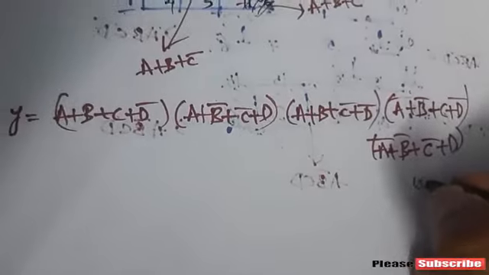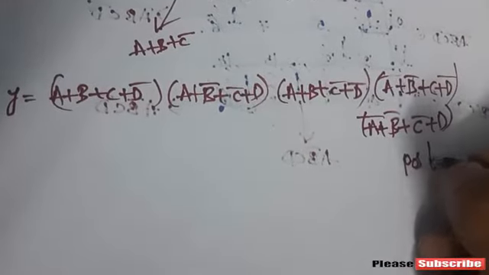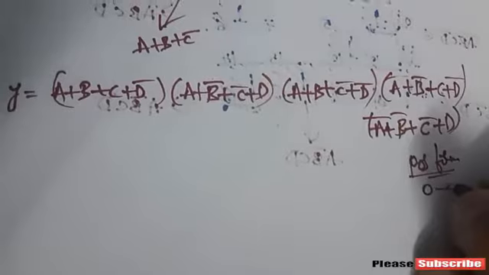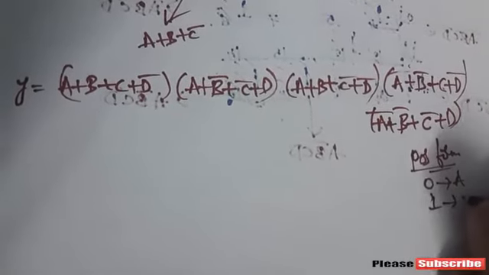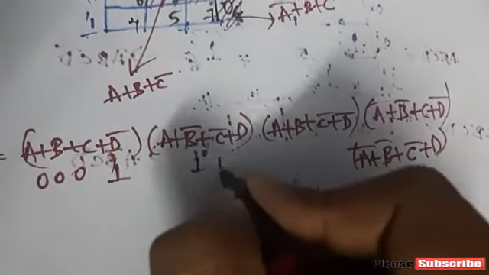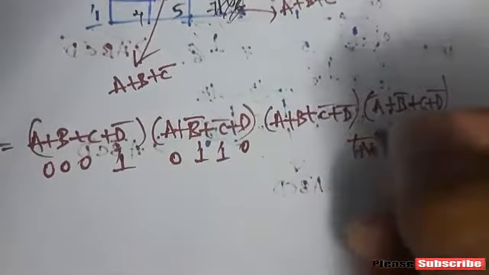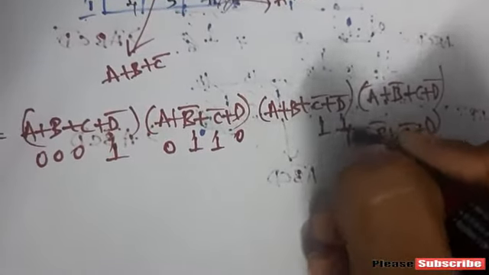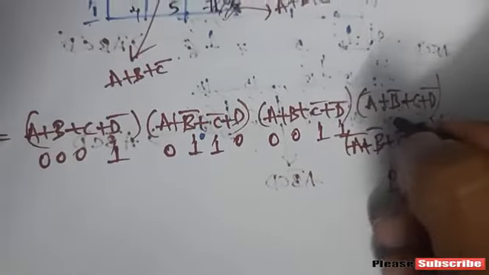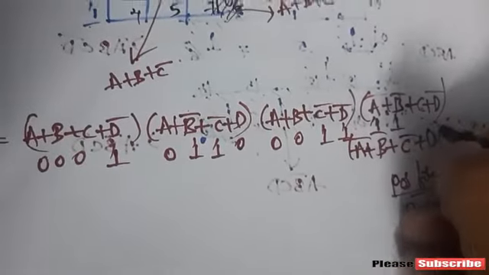Right? In POS form, 0 represents the A, 1 represents the A bar, right? In POS form. This will be 1 0 0 1 here, 0 1 1 0 here. Next, here 1 1 1 0.